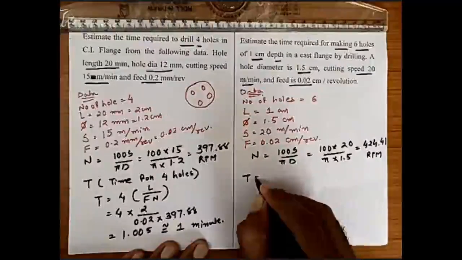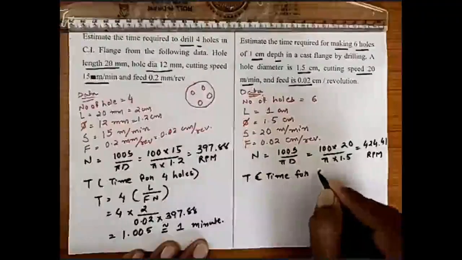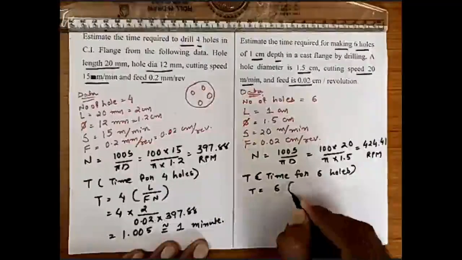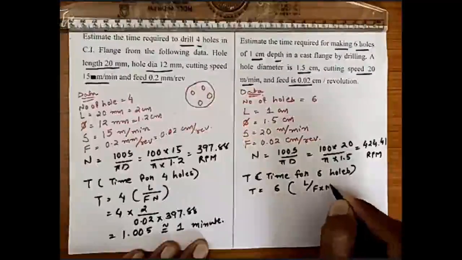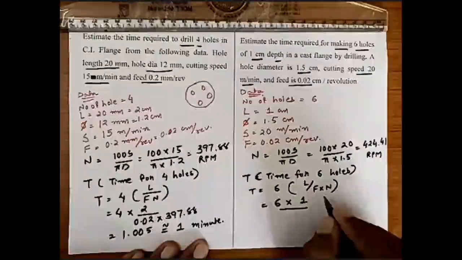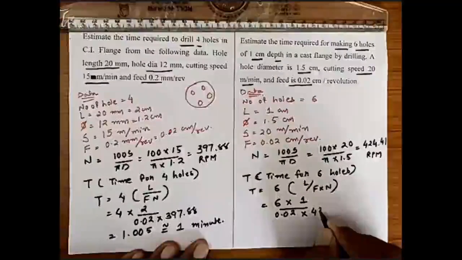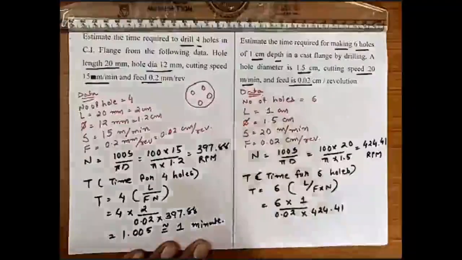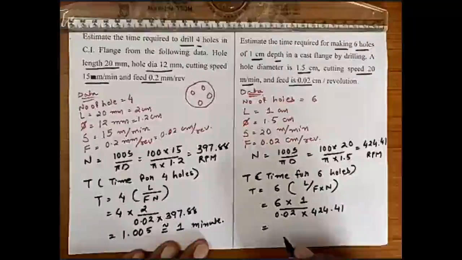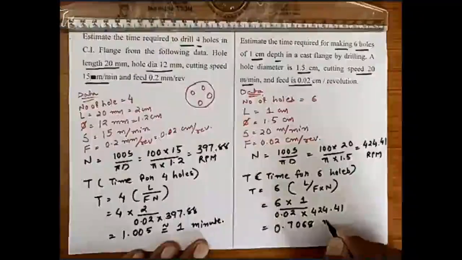The cutting time T, but here time for 6 holes. So T is equal to 6 L upon Fn. 6 into L 1 centimeter upon F 0.02 into RPM 424.41. So time is equal to 0.7068 minute.